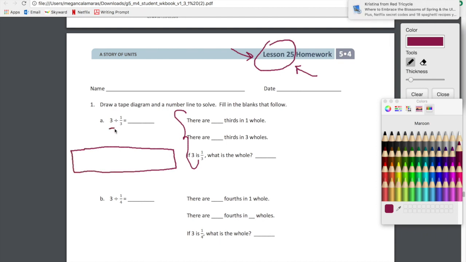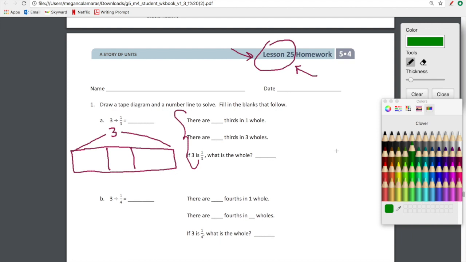So we have 3. This tape diagram represents 3 units. Within the number 3, we have 1, 2, 3 units. That's pretty obvious. What we need to do now, however, is chop each of our individual units into thirds. So you get sliced into 1, 2, 3 pieces, you get sliced into 1, 2, 3 pieces, and you get sliced into 1, 2, 3 pieces.